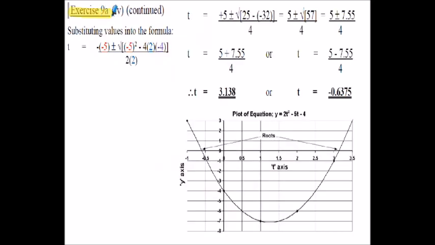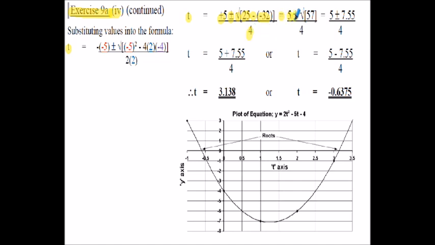Exercise 9a part 4 continued. I just repeated the equation here from the previous slide. What we're going to do now is evaluate the equation. So t is equal to the plus 5 plus or minus the square root of minus 5 squared is 25, and we take away from that the 4 times 2 times a negative 4. Again, be careful of the signs, that's actually negative 32. And that's all divided by 4.